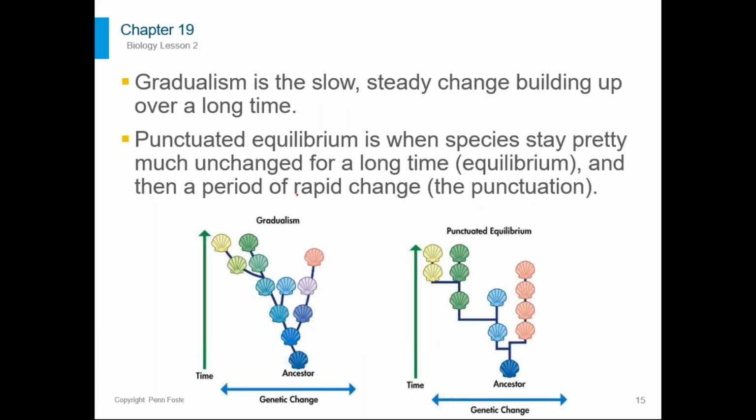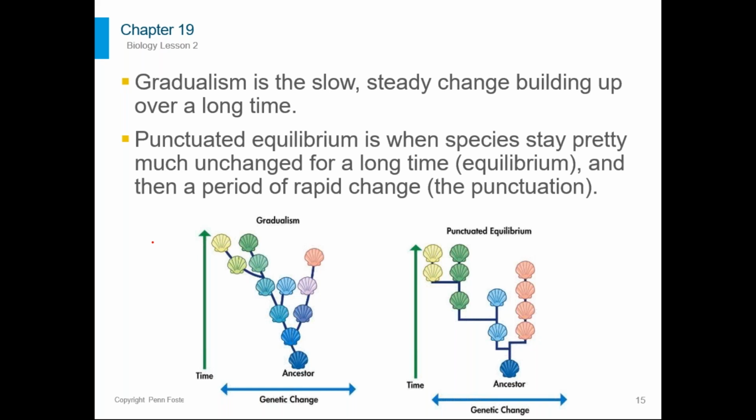Now, when we're talking about evolutionary patterns, there's two speeds to evolution. You've got gradualism, which is a slow, steady change building up over a long time, and your diagram here kind of shows it in the color of these shells. So you've got lots of in-between steps as we're fading from different shades of blue to kind of a teal to a green to a yellow. That's gradualism, just slow, tiny changes building up.